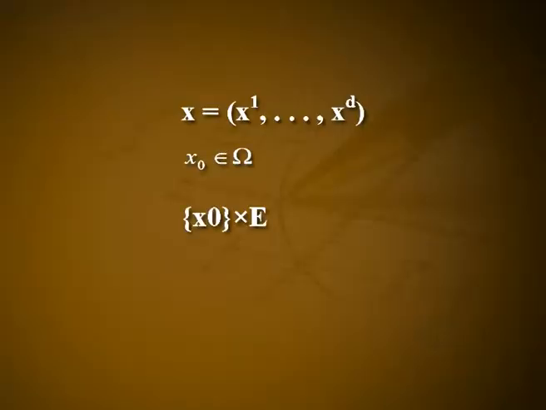Tangent space. Let x = (x1, x2, ..., xd) be Euclidean coordinates of R^d and x0 an element of Ω. The tangent space of Ω at the point x0, T_x0 Ω, is the set {x0} × E, where E is the d-dimensional vector space spanned by the basis ∂/∂x1, ..., ∂/∂xd. Here ∂/∂x1, ..., ∂/∂xd are the partial derivatives at the point x0.